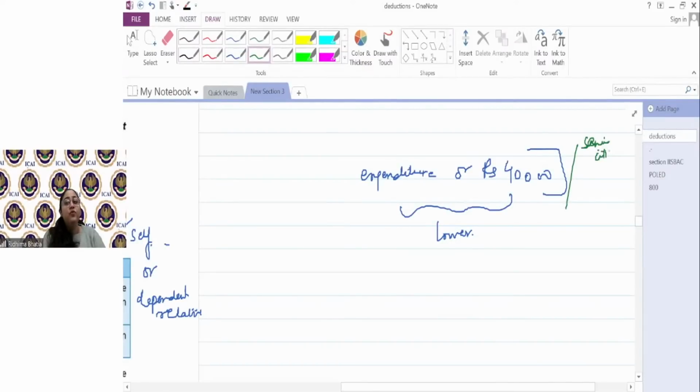इसका जो पेशेंट है वो सीनियर सिटीजन है, असेसी सीनियर सिटीजन हो या ना हो, द पेशेंट इज सीनियर सिटीजन, then instead of 40,000 it would be 1 lakh. So expenditure or 1 lakh whichever is lower.